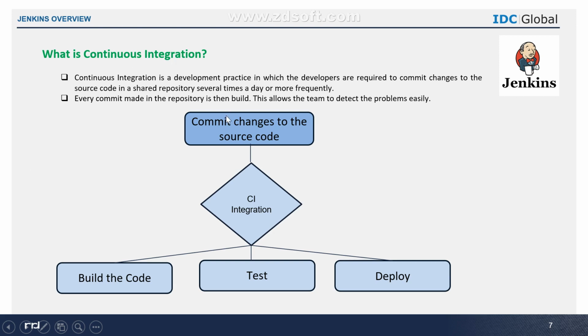Already we have source code. Developers keep on working on the same project. They are pushing new changes to the repository. It triggers the build. Once the build is done, we test the code and we are going to deploy the code. So this is nothing but continuous integration.